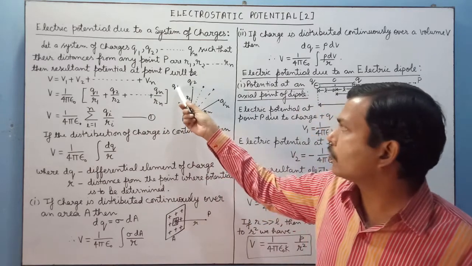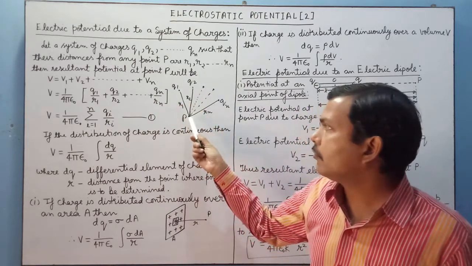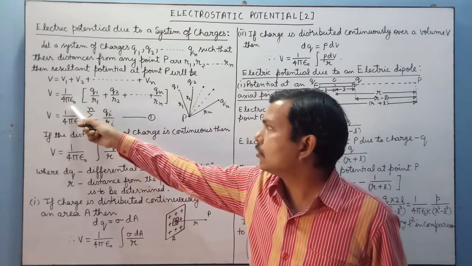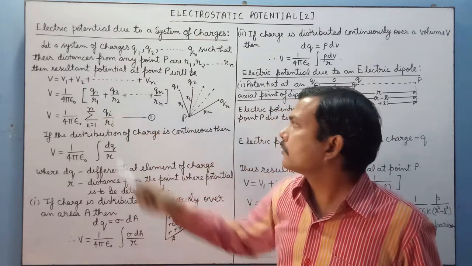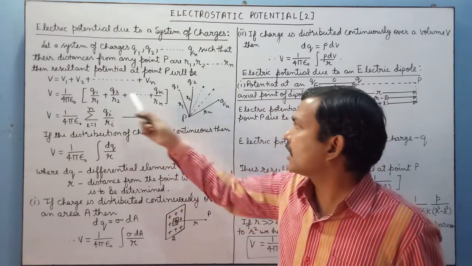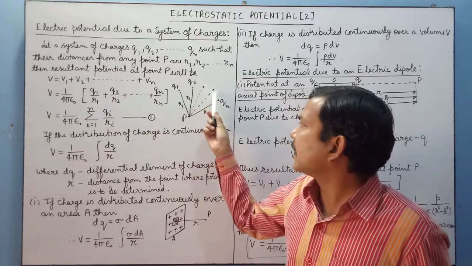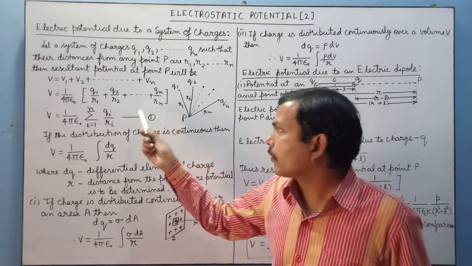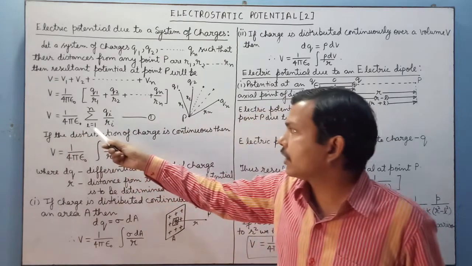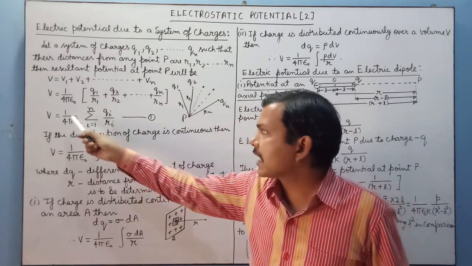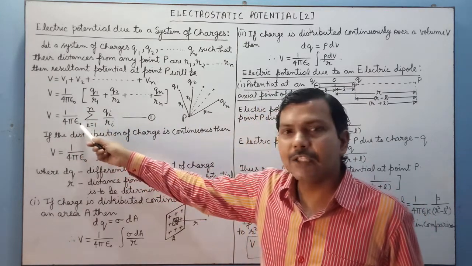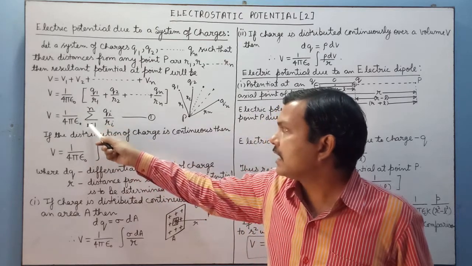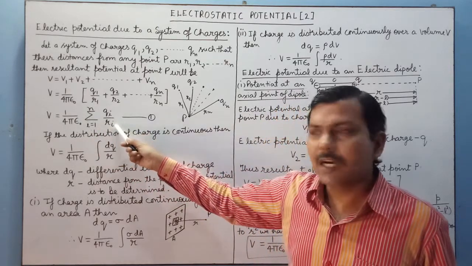Now the potential due to the first charge q1 at point P will be 1 upon 4 pi epsilon 0 times q1 by r1, plus due to the second charge q2 by r2, plus and so on, due to the nth charge qn by rn. We can write this potential in the form of summation as 1 upon 4 pi epsilon 0 summation i equals 1 to n of qi by ri.